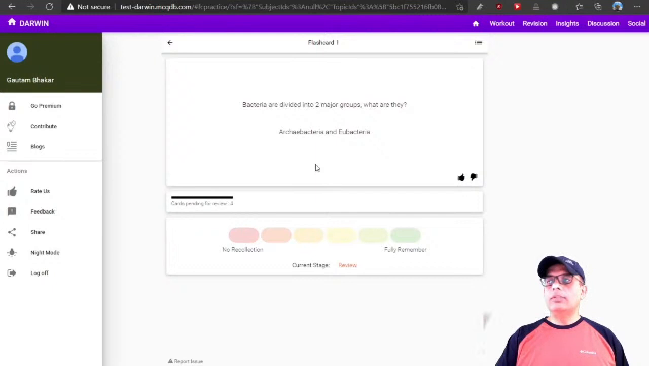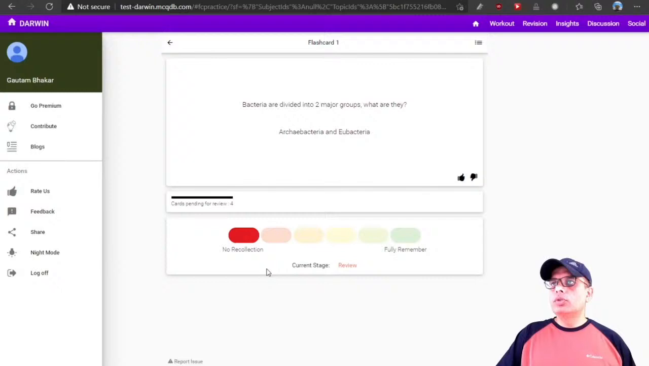So these are two groups. I could not remember them. I had no clue. So I'll just say no recollection. I'll move to the next one.